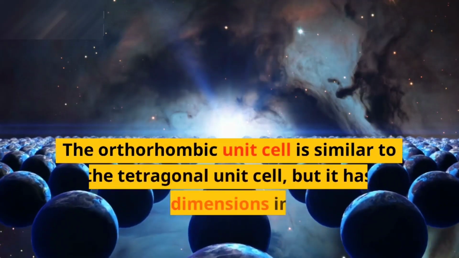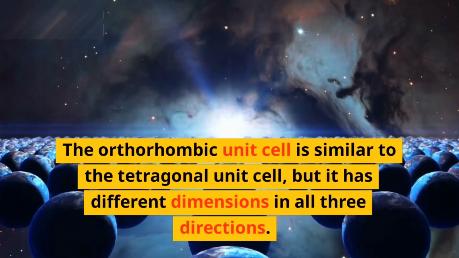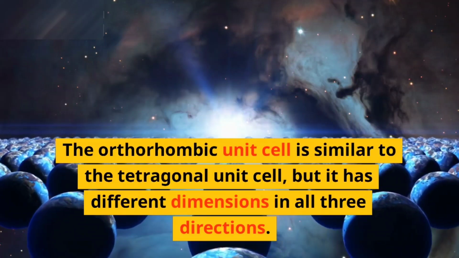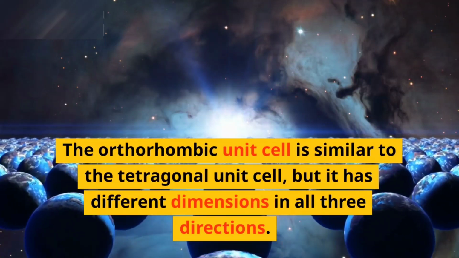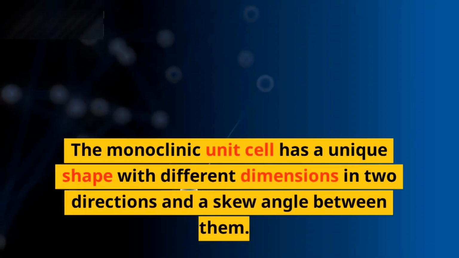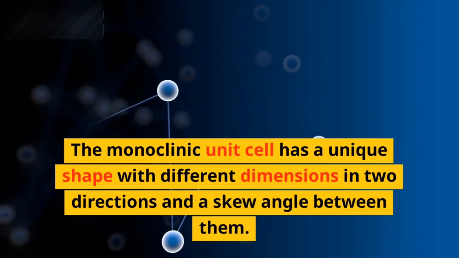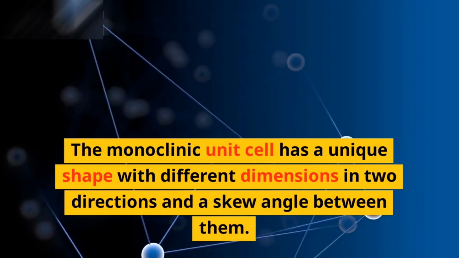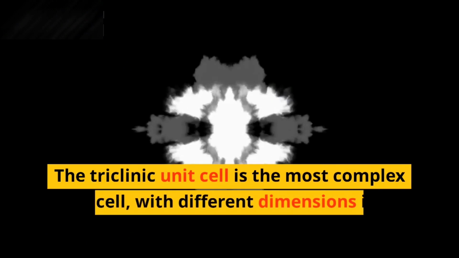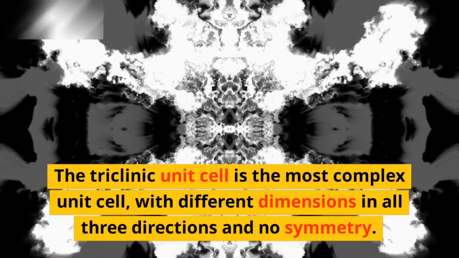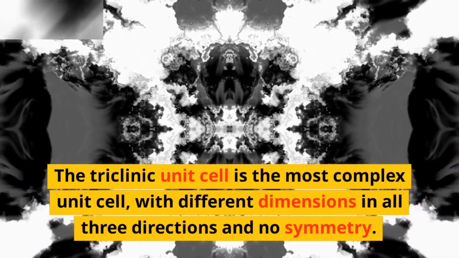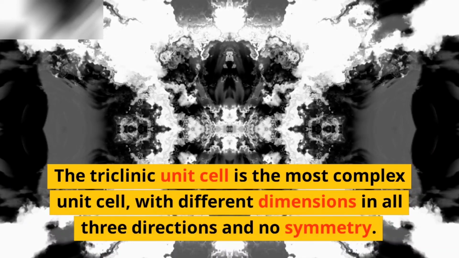The orthorhombic unit cell is similar to the tetragonal unit cell, but it has different dimensions in all 3 directions. The monoclinic unit cell has a unique shape with different dimensions in 2 directions and a skew angle between them. The triclinic unit cell is the most complex unit cell, with different dimensions in all 3 directions and no symmetry.